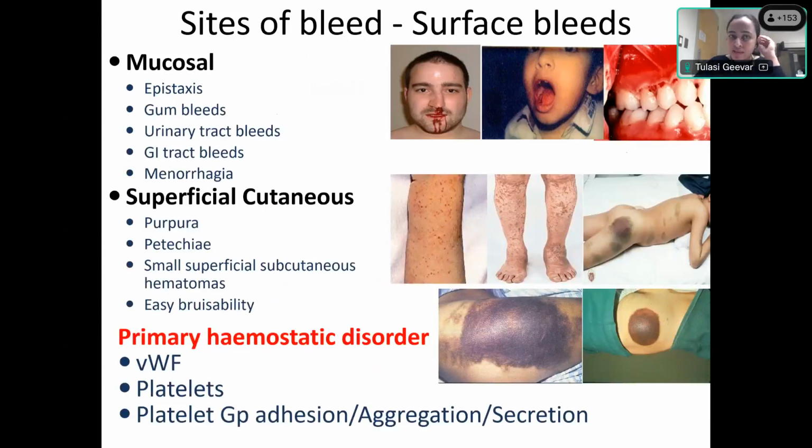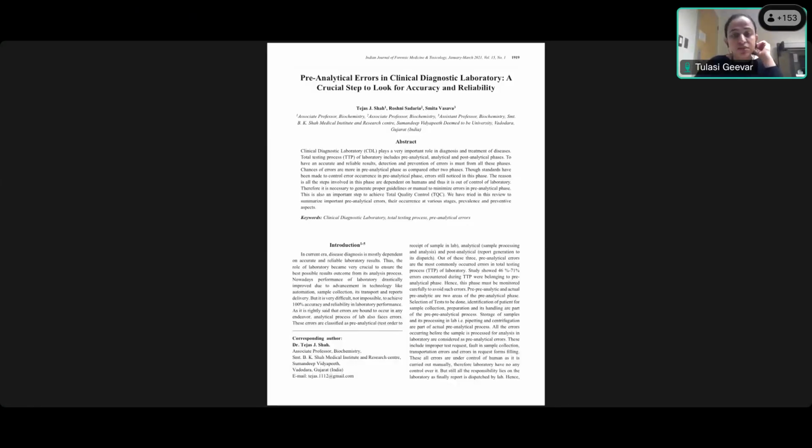Now, when we look at the sites of the bleed, there can be surface bleed.